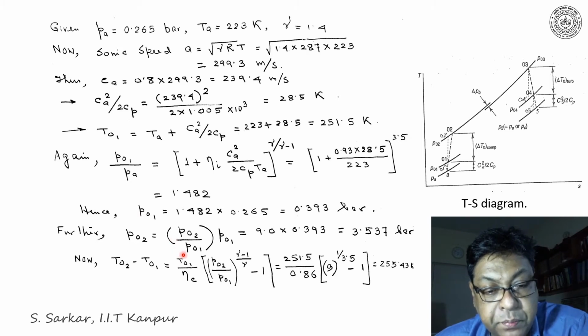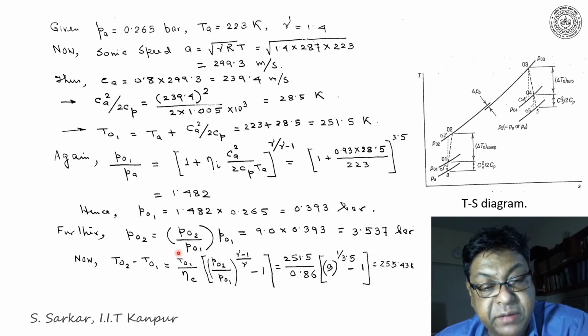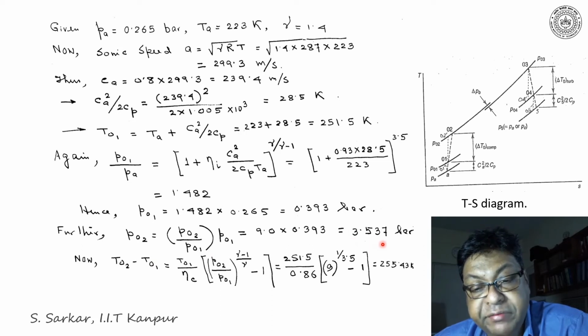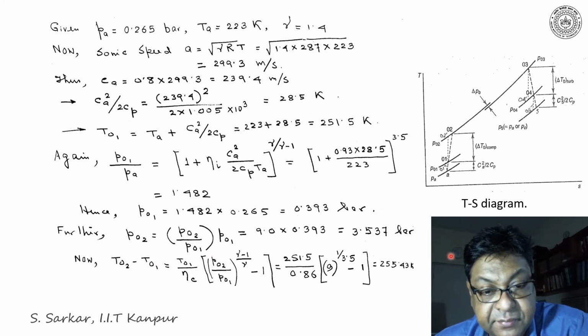So, after evaluating P01, I can calculate P02 as P02 by P01 into P01. P02 by P01 is nothing but the compression pressure ratio, which is given as 9. So I have evaluated P02 as 3.537 bar. Now the pressure ratio of the compressor is known.